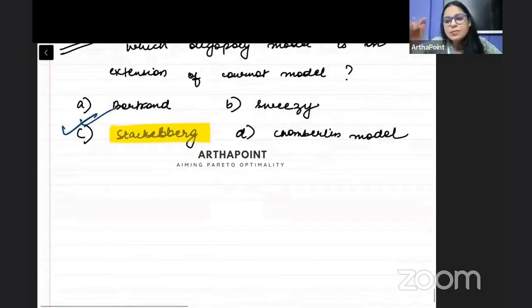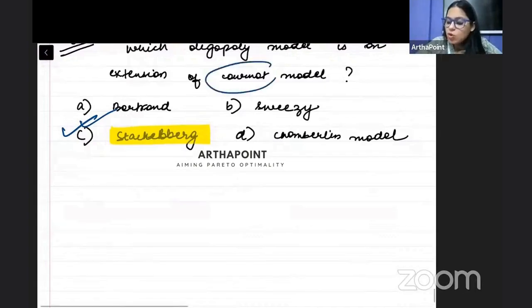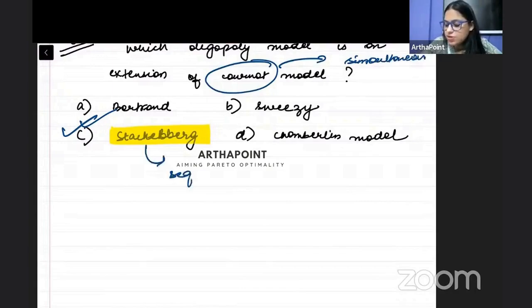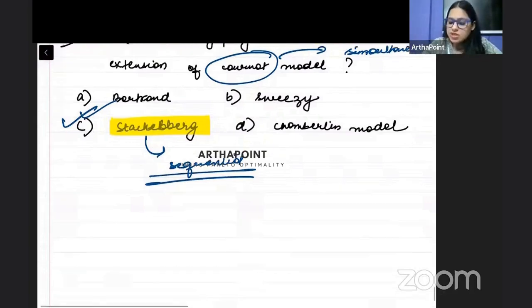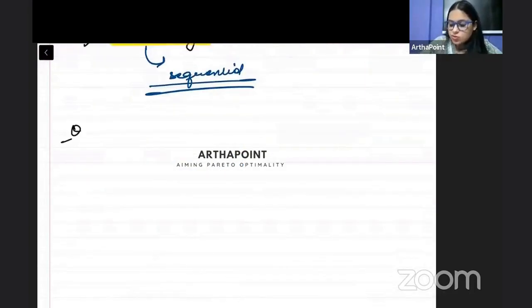तो स्टैकलबर्ग भी इक्विलिब्रियम क्वांटिटी निकालता है, कूर्नो भी इक्विलिब्रियम क्वांटिटी निकालता है. Cournot is a simultaneous game and Stackelberg is a sequential game. But दोनों ही equilibrium quantity निकालते हैं. So you are correct. The correct answer to this question should be Stackelberg model. Absolutely correct. Right, beta.